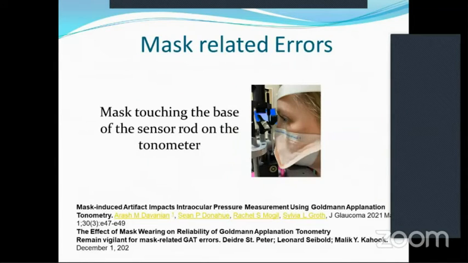Currently, a new type of error has come because of the use of masks. If patients are wearing masks while we examine them, and the mask touches the feeder arm accidentally, then the relation between the biprism and the assembly below changes, leading to overestimation of intraocular pressure. This phenomenon is particularly seen with rigid masks like N95 as compared to surgical masks.